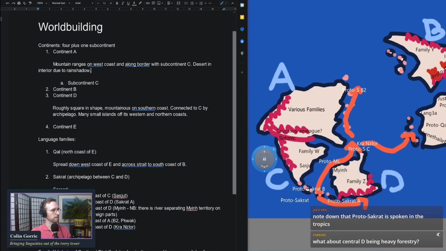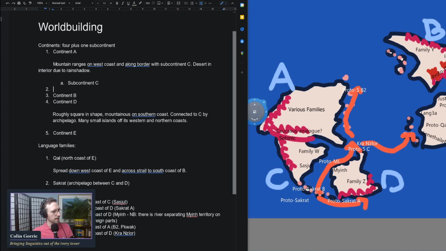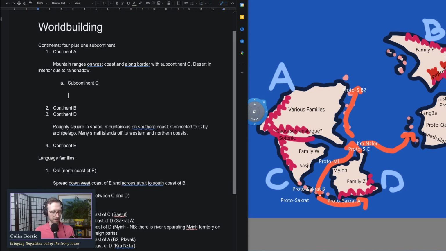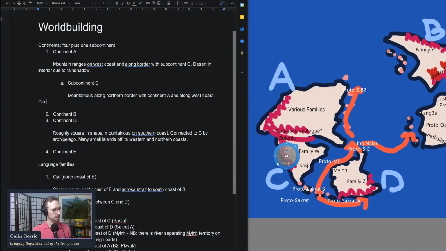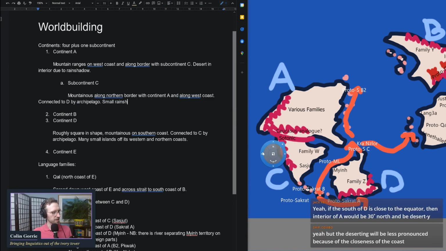Rain shadow. Okay, again, I don't know how to do that. But I'll leave it. And then subcontinent C. So if we have a rain shadow on continent A, we probably also have a little bit of one in continent C then, wouldn't we? Mountainous along northern border with continent A and along west coast connected to D by an archipelago. Small rain shadow desert in interior.